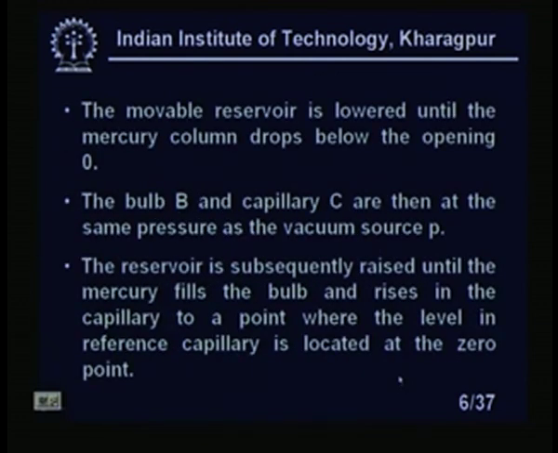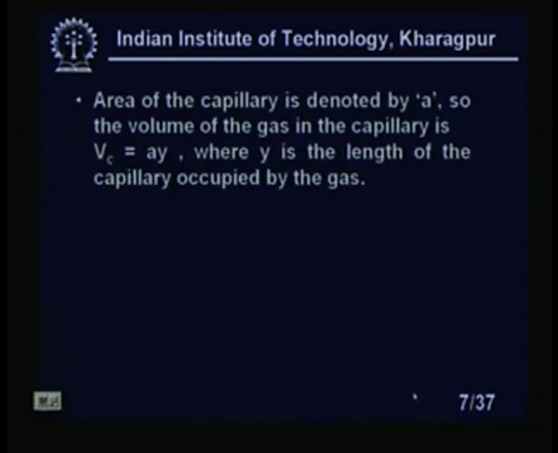The reservoir is subsequently raised until the mercury fills the bulb and rises in the capillary to a point where the level in the reference capillary is located at the 0 point, right. The area of the capillary is denoted by the area of cross section of the capillary, I should say, denoted by A.